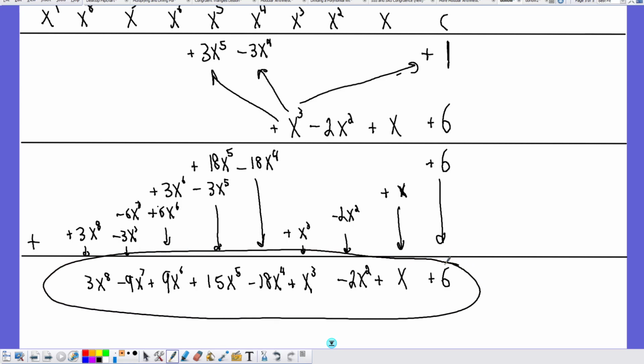Long as it may be, we get our accurate answer of 3x to the 8th minus 9x to the 7 plus 9x to the 6 plus 15x to the 5th minus 18x to the 4 plus x to the 3rd minus 2x squared plus x plus 6. So keeping organized like this is a very, very useful tool for helping us solve these longer multiplication problems.